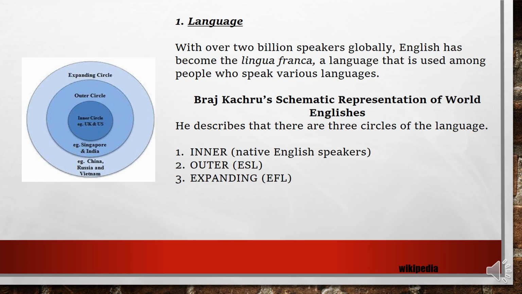And then when we say outer circle, this is where English is the second language of these different countries like the Philippines, Singapore, India, and etc. And they consider English as a second language or ESL. And then when we say expanding circle, they consider English as a foreign language or EFL. So it means that English has no official use in these countries like China, Russia, Japan, and Vietnam. But of course, these countries are starting to use the English language as their second language.